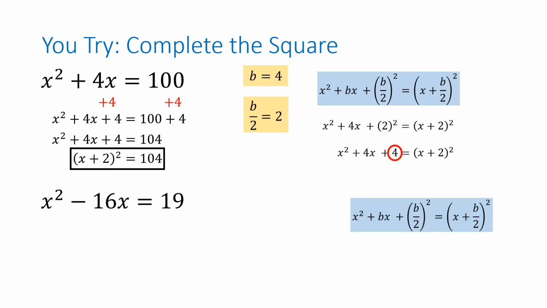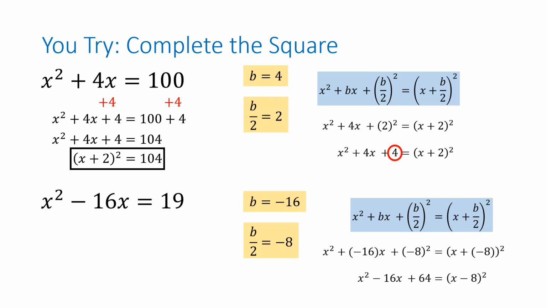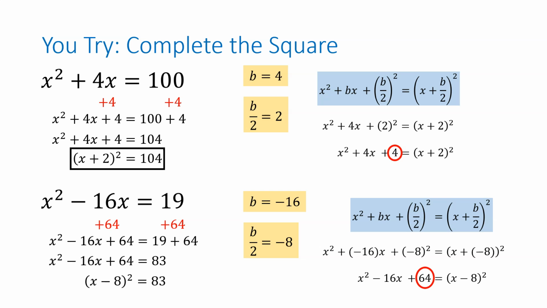For the second problem, we plug b and b over 2 into our perfect square pattern. From the result, we see that we need to add 64 to complete the square. We add 64 to both sides of the equation, evaluate the right-hand side, and then write the left-hand side as a perfect square. We get the equation x minus 8 in parentheses squared equals 83.